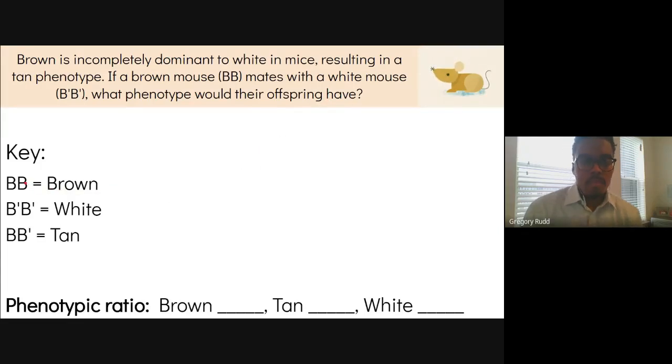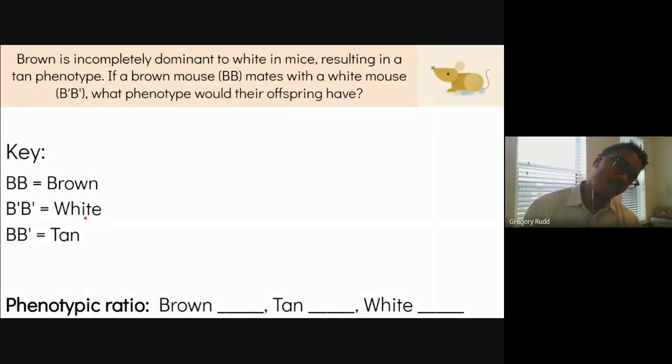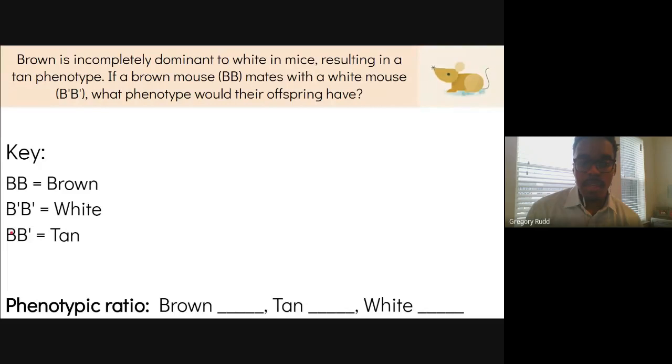So here's our key. Obviously, brown is the dominant allele, but it's incompletely dominant to the recessive allele, which is white. So we're going to use B for the dominant allele, and B prime for the recessive allele. If I have two dominant alleles, meaning BB, then I end up with the dominant trait, which is brown. If I have two recessive alleles, B prime B prime, then I end up with the recessive trait, which is white. But if I have one of each, so it's my heterozygous genotype, B and B prime, then I end up with my blended phenotype, which is tan in this case. Tan is a mix of brown and white. So I've made my key.